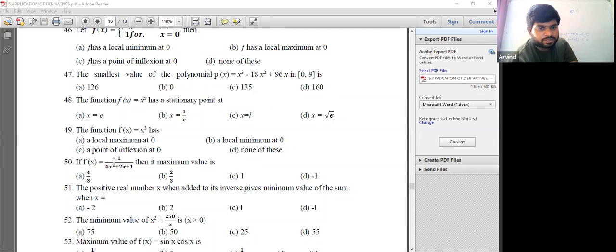The function f of x is equal to x to the power x. They are asking about its stationary point, the critical point. Let me take it as y is equal to x to the power x. So we have to find the critical point. For that we have to differentiate it.